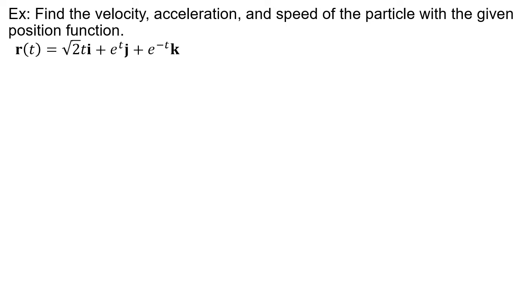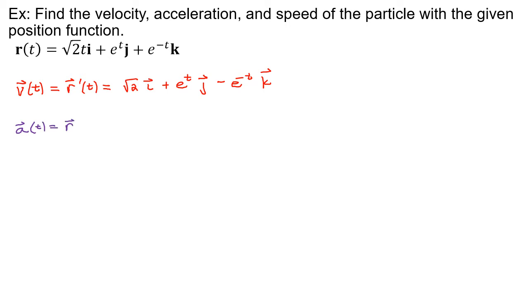So that's what we're going to do on these. Find the velocity, acceleration, and speed of the particle. So your velocity would be r prime of t. I just take the derivative. You might remember we did this exact function in the previous section. So this would be root 2 i. The e to the t doesn't change, and the e to the negative t would become negative e to the negative t. Okay, there's my velocity.